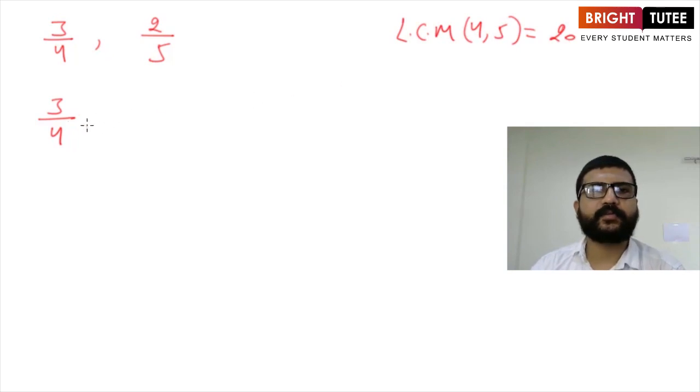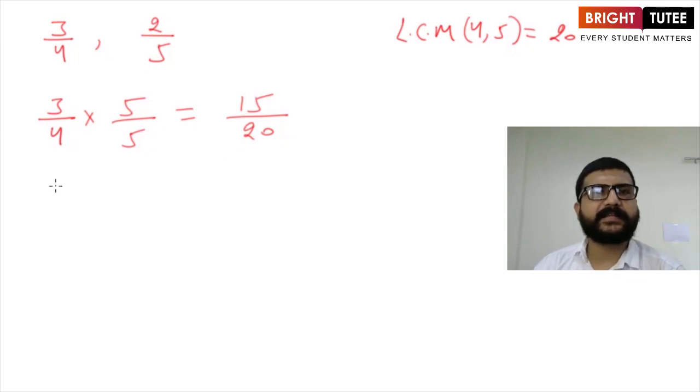So now we are going to write both the fractions in such a way that their denominator is 20. Here we have 3 upon 4. To make the denominator 20, we will multiply this 4 with 5. So we multiply the complete fraction with 5 upon 5. Now we get 3 into 5, which is 15, upon 4 into 5, which is 20. So 3 upon 4 can be written as 15 upon 20.